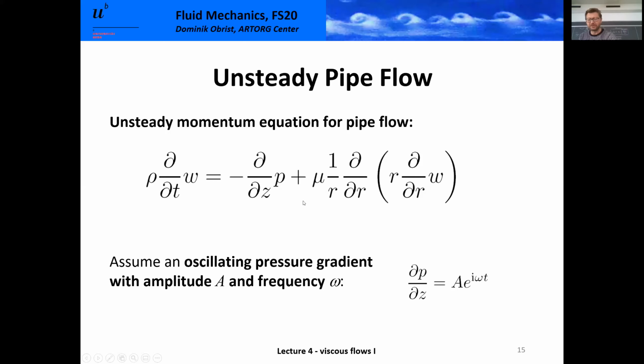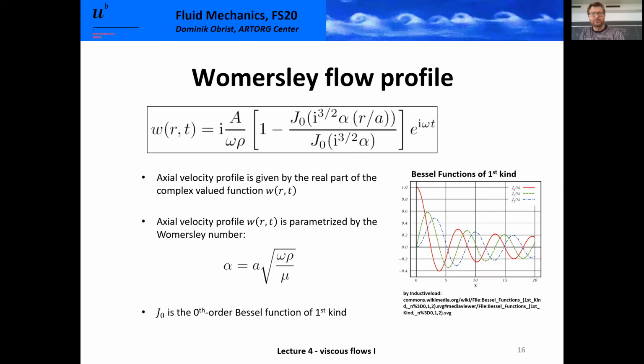We can put this in and solve the equation, which we're not going to do. I'm just showing you the solution. It's a Womersley flow profile. Here the actual velocity, W, is a function of radius and time, and a quite complicated equation on the right-hand side, with a funny function, J0, which is the symbol for the Bessel function of first kind of 0th order.